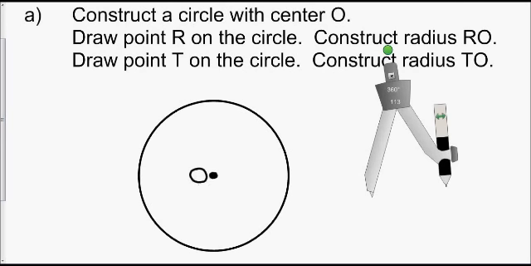Now we're going to draw point R on the circle. So point R, it could be anywhere, it doesn't specify where. So point R. And construct radius RO. So you're drawing a line segment between R and O for your radius. Draw point T on the circle, and your point T could be anywhere. And construct radius TO. So now we have two radii, which are the same length, and that is it for lesson 1.